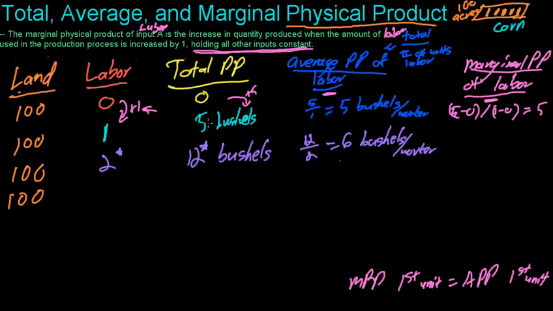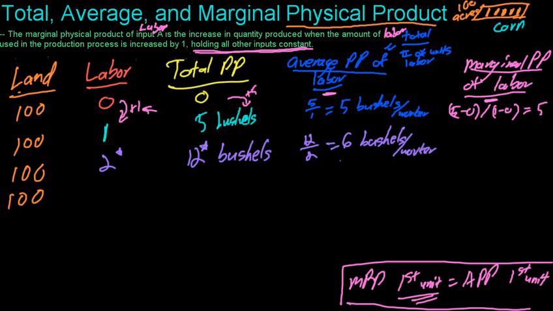But we're going to see that the marginal physical product of the second unit does for no reason need to be equal to the average physical product for the second unit. So this little aside is only true for the first unit. So now let's hop on to the second unit.